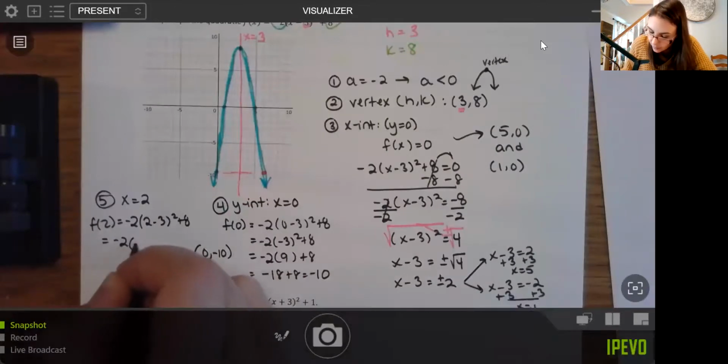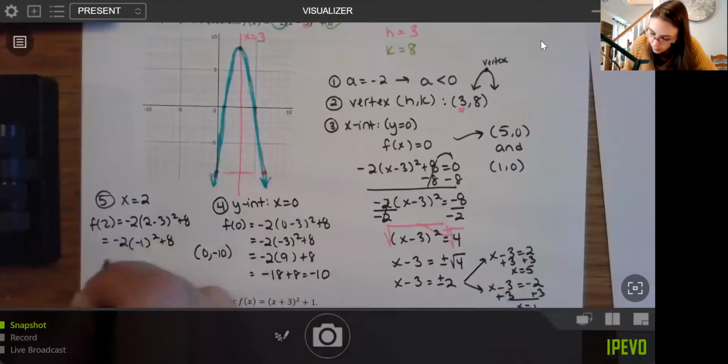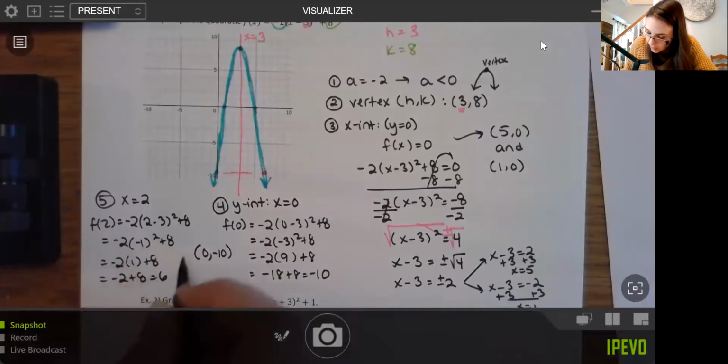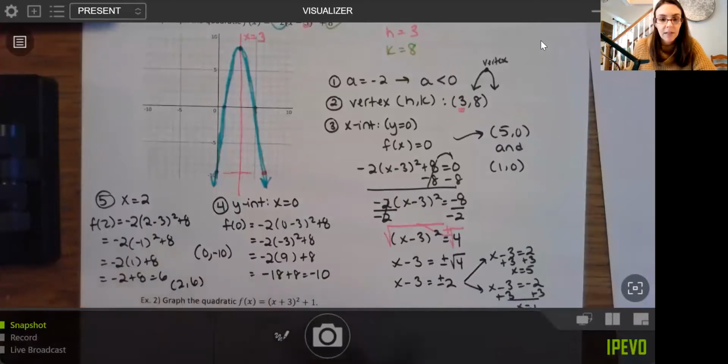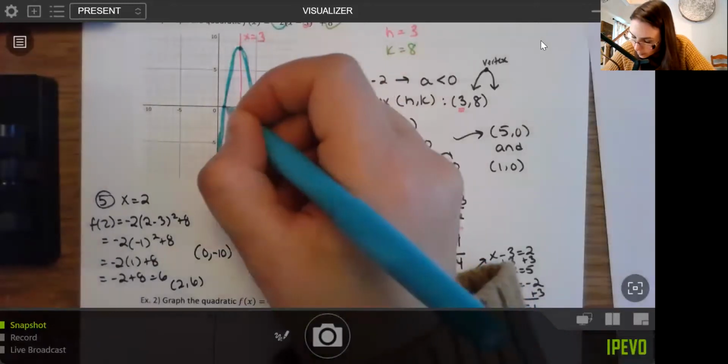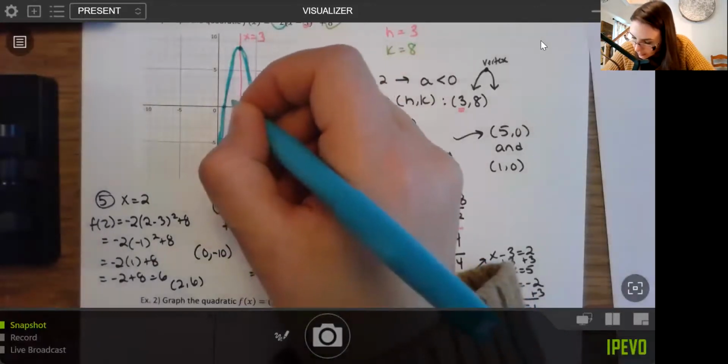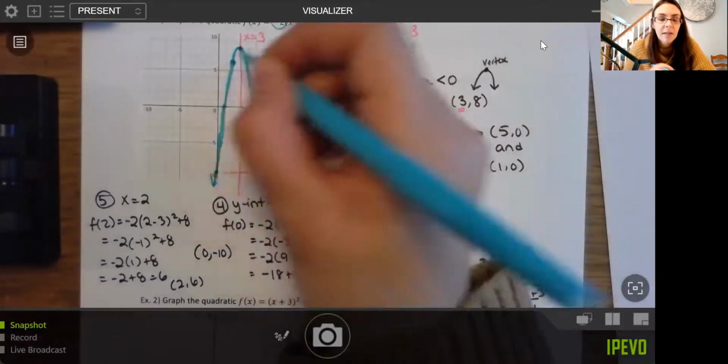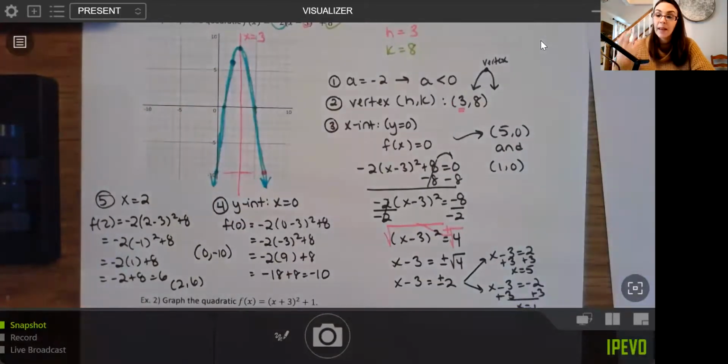2 - 3 is -1. (-1) squared is 1. So I have -2 + 8, which is 6. So again, if I want an extra point, I have (2, 6) here. And if I look on my graph, let's see, I have 1, 2, and then 6 would be right here. So that looks good. There's another point. So we can find as many extra points as we want to.